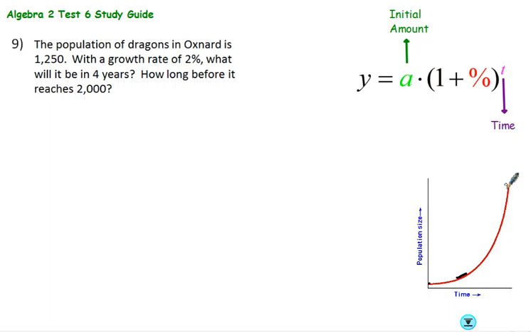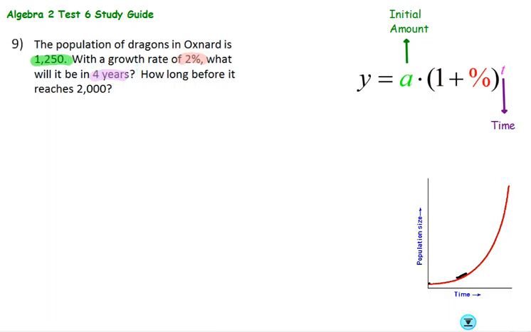So this is the population of dragons, and yes, there are dragons in Oxnard. You just got to look. The population of dragons in Oxnard is 1,250 with a growth rate of 2%. What will it be in 4 years? So the idea is that we're starting with some starting amount, which in this case is 1,250. And then it's growing, it's increasing. So our rate of growth there is 2%. And then the question asks, what will the population be in 4 years?